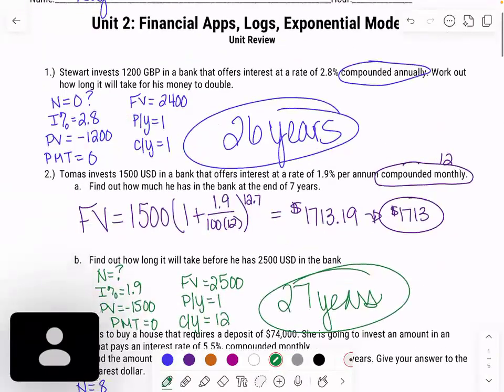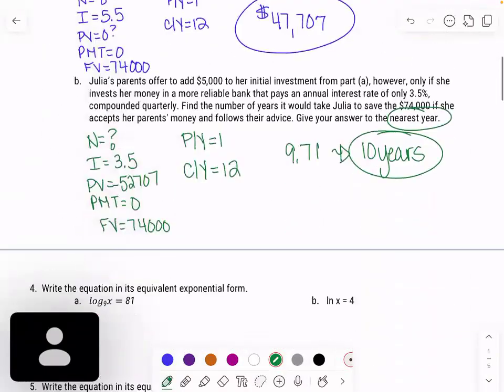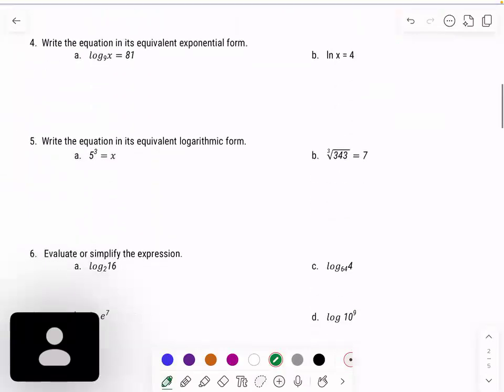All right, so that's the first part of the chapter that we did, the finance app. So the second thing we started doing was logarithms. Okay, so this first part just says write the equation in its equivalent exponential form. Remember, this little number here is the base. This number that it's equal to is the exponent. Okay, so in exponential form, we're going to start with the base. 9 to the, and this feels weird, 81 equals x. They're trying to trick you for that one.